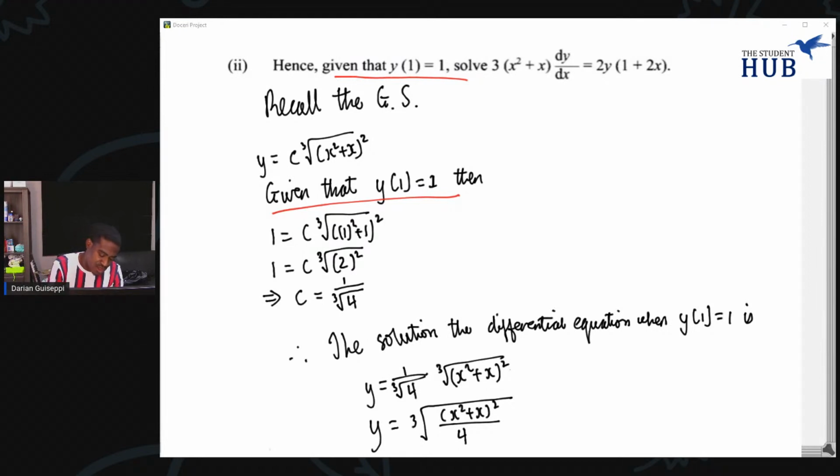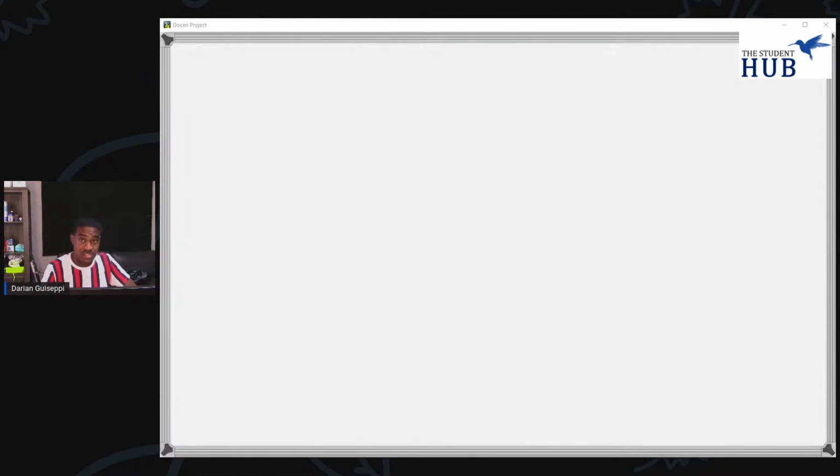It's just a matter now of taking the value of c and substituting it into the general solution that we gained. In the end, this is what you get multiplied by this. Because everything has been cube rooted, we bring everything under the cube root, and that's how we get this in the end. And that is it. I don't think we have any more questions. That's the end of that paper, 2016 Pure Maths Unit 2.